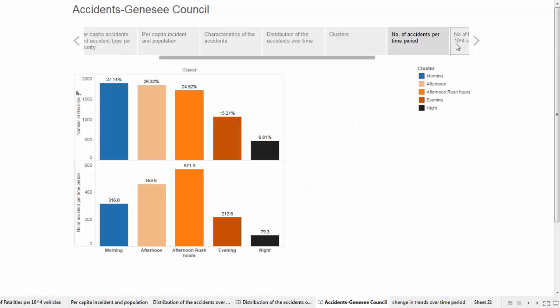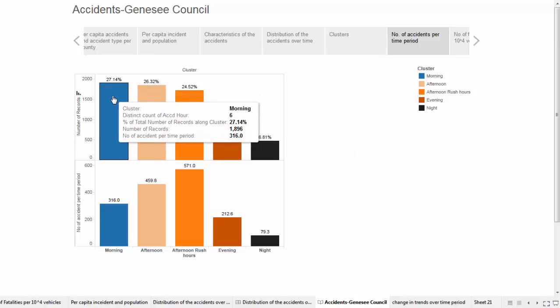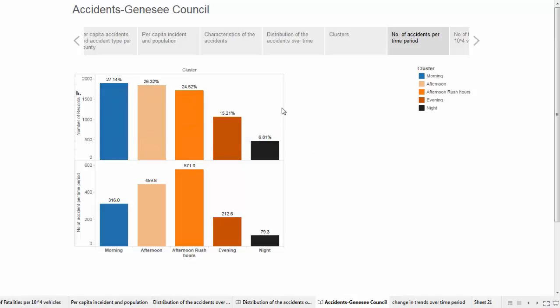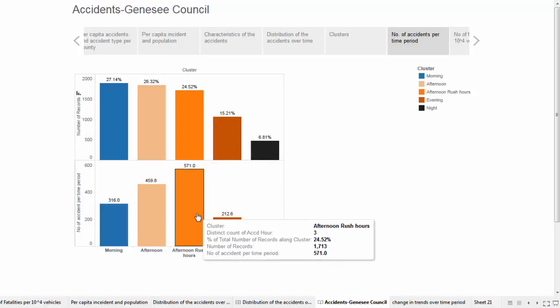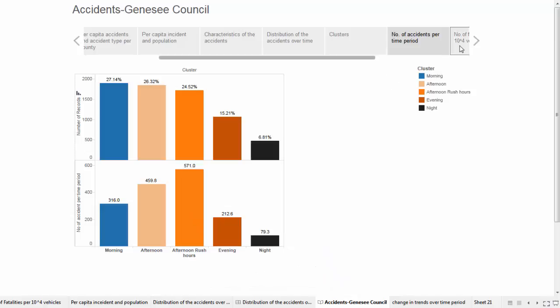In the next visualization, we would like to show the number of accidents per time period. Here we can see that we have had the maximum accidents in the morning cluster, which accounts for 27.14% of accidents. But if we compute the ratio of the number of accidents with respect to the total number of hours in that cluster, then it is maximum for afternoon rush hours, which tells us that the risk of an accident happening is maximum in the afternoon rush hours cluster.